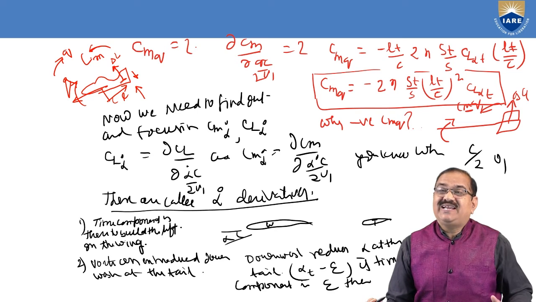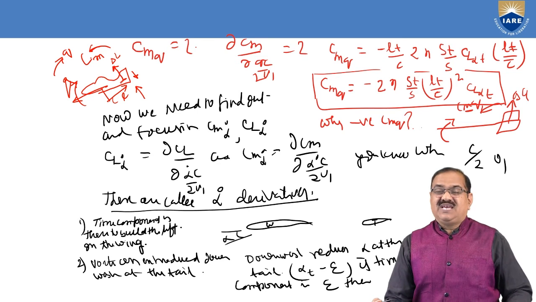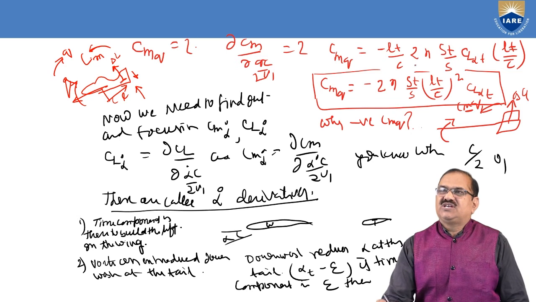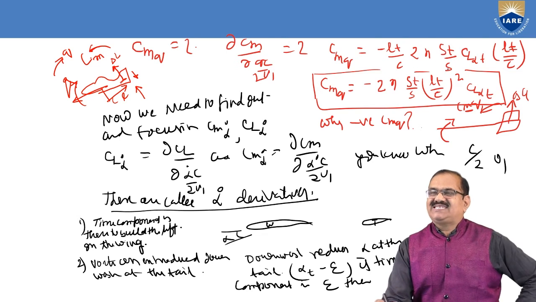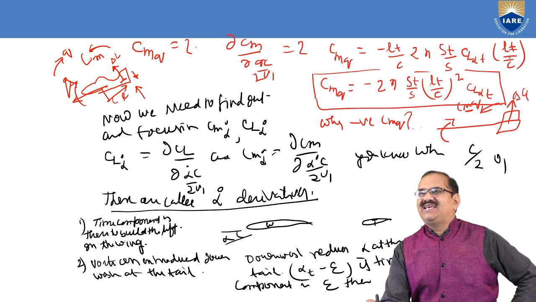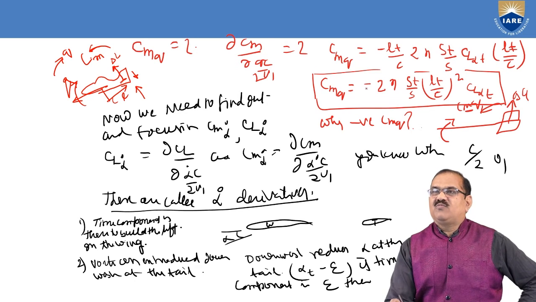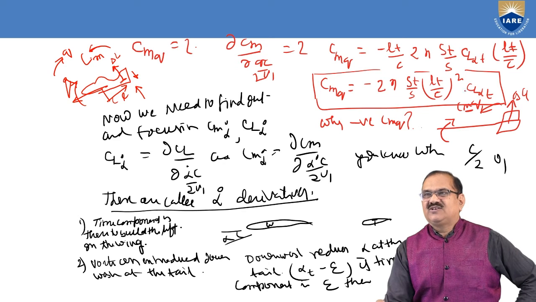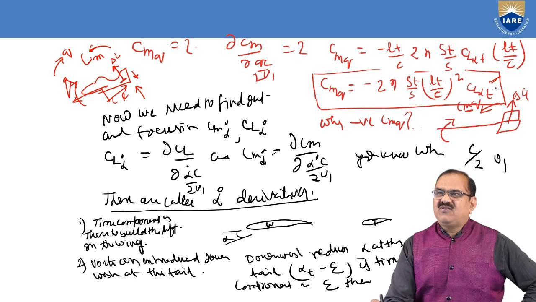So how to find CMQ? CMQ is equal to dou CM by dou QC by 2 U1. So here CMQ is equal to minus LT by C 2 neta ST by S CL alpha T into LT by C. So CMQ is equal to minus 2 neta ST by S LT by C whole square into CLT. So here we have got the equation for CMQ.